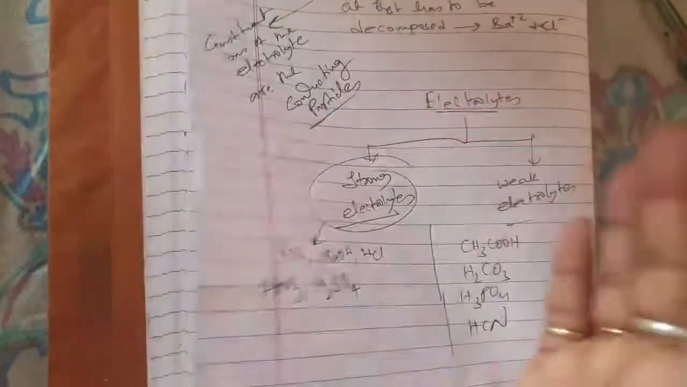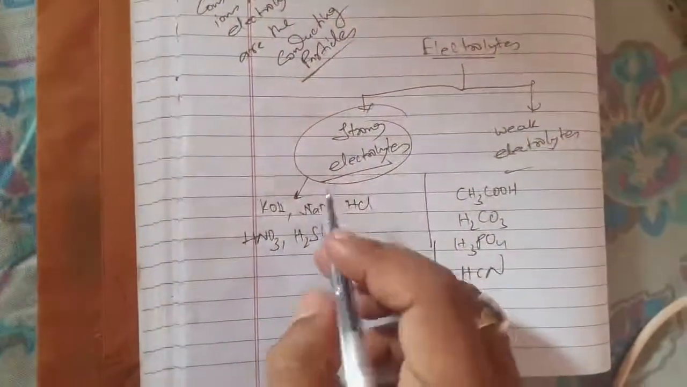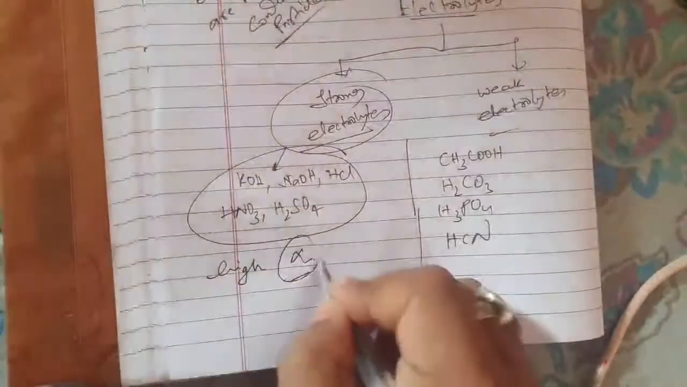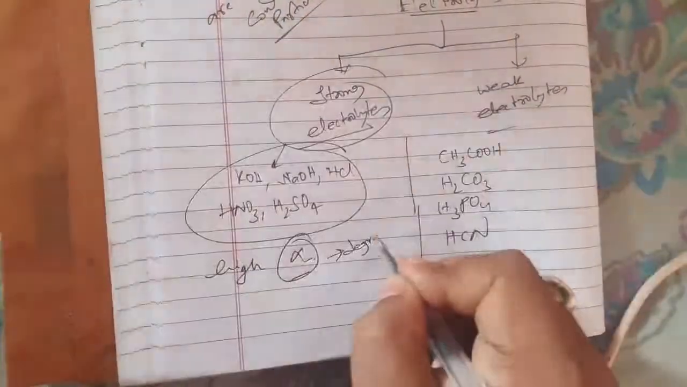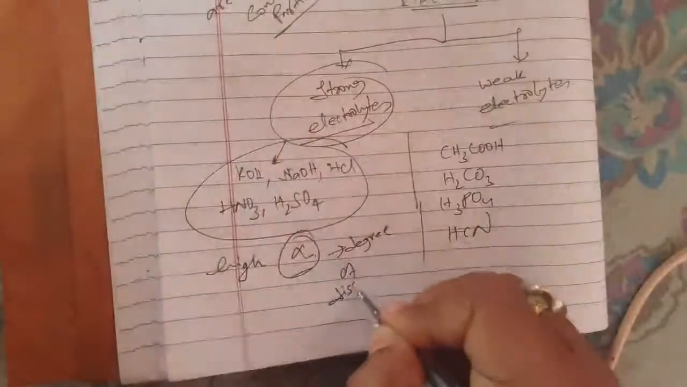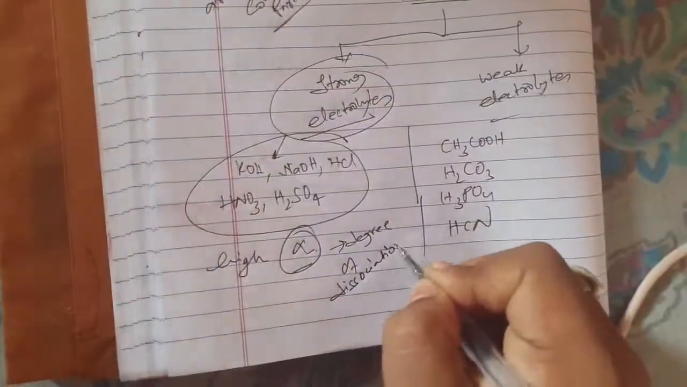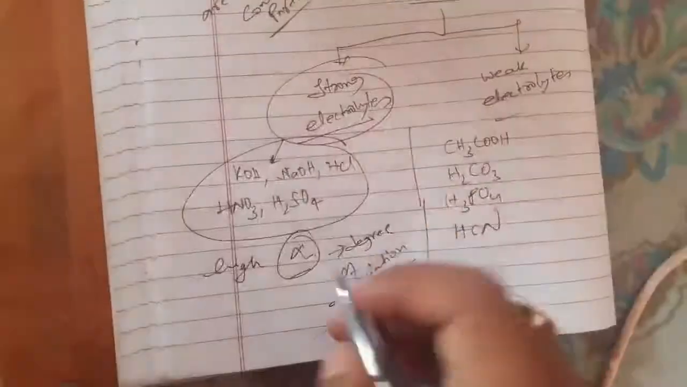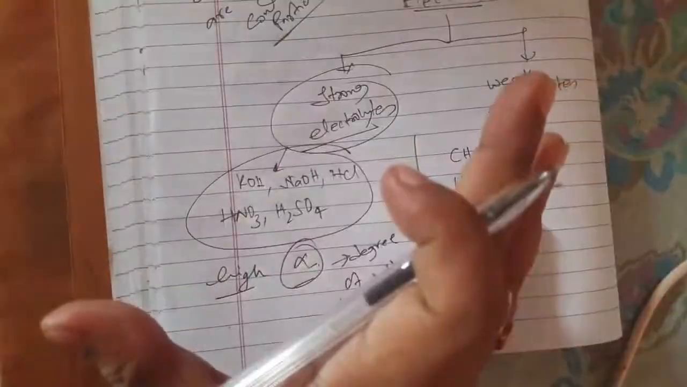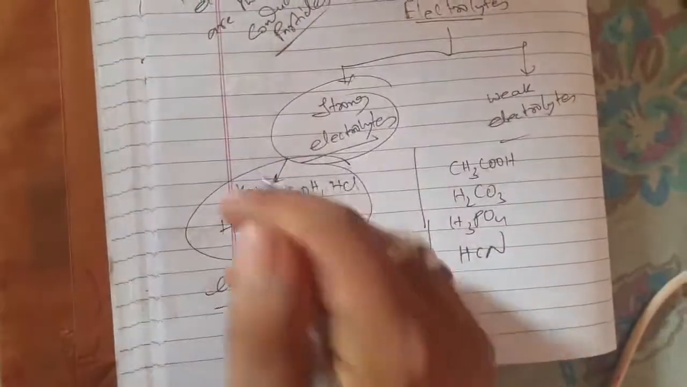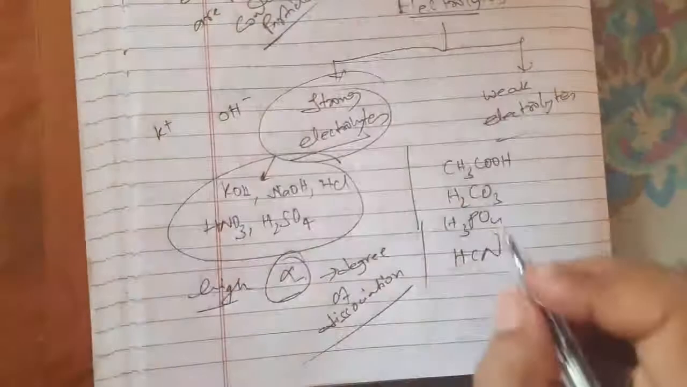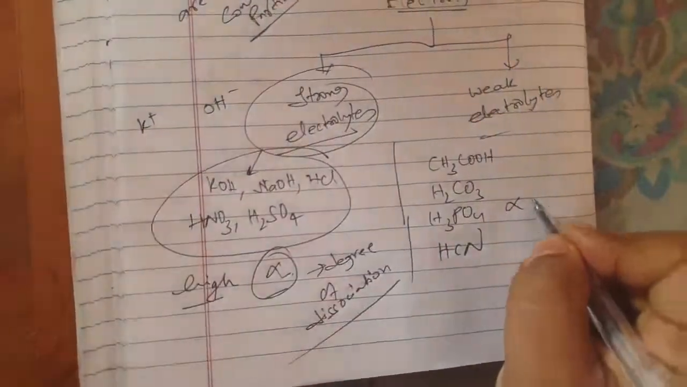How to distinguish between strong electrolytes and weak electrolytes, or what is the definition? Strong electrolytes have high alpha. Alpha means degree of dissociation. Degree of dissociation will be high, means they will completely dissociate. Now completely dissociate doesn't mean that K+ and OH- will completely separate, while incompletely dissociate means alpha is low.